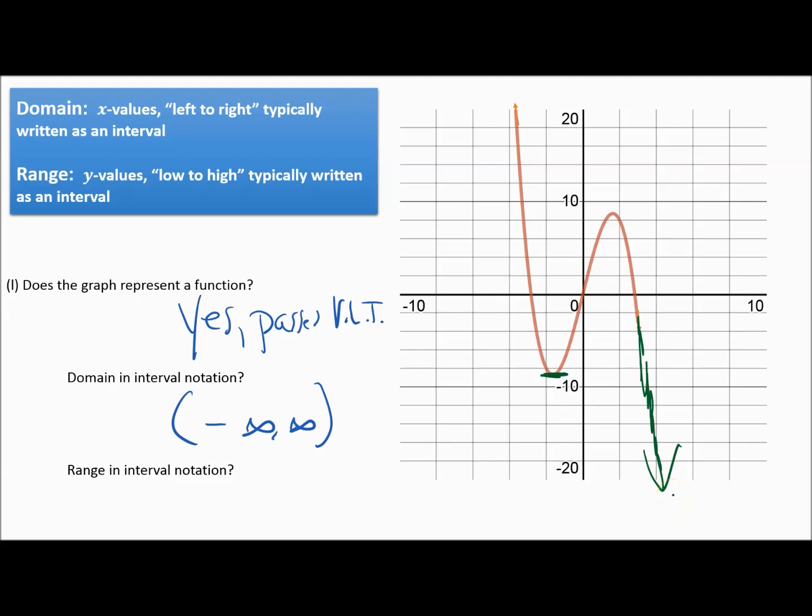So the range, how far down does it go? Forever. And there's something graphed all the way. How high does it go? Also forever. So this range is negative infinity to infinity as well. So be real careful with those. So if you have arrows, please notice them and extend them if you need to.